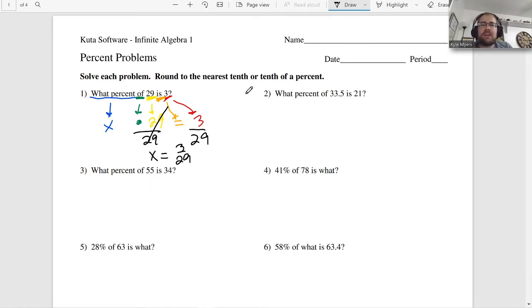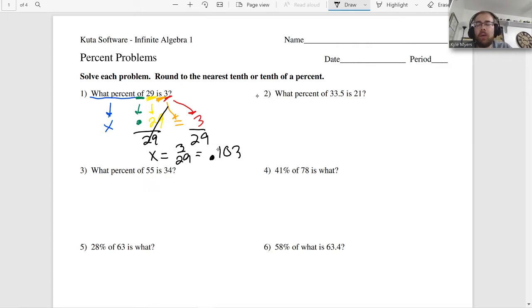Now it says round to the nearest tenth of a percent. So I'm going to break out a calculator here because I don't know what 3/29ths is off the top of my head. 3 divided by 29 is about 0.1. It says tenth of a percent. So if x is 0.10, actually we need to take it out to 3 decimal places because they said nearest tenth of a percent. This is really the only tricky part.